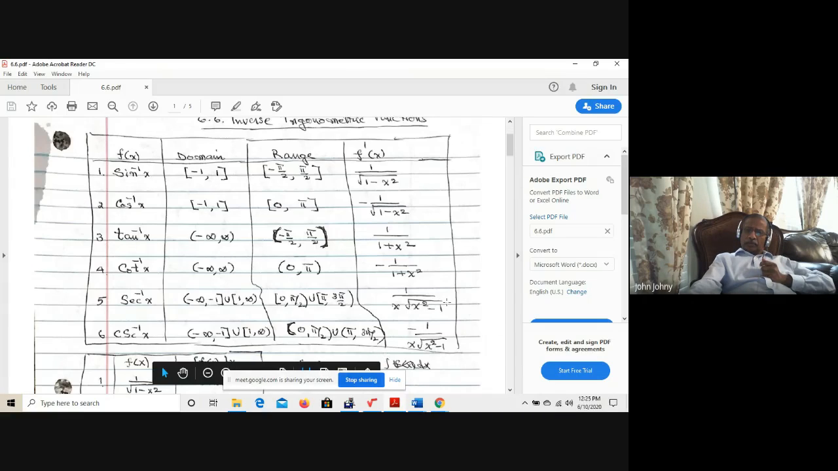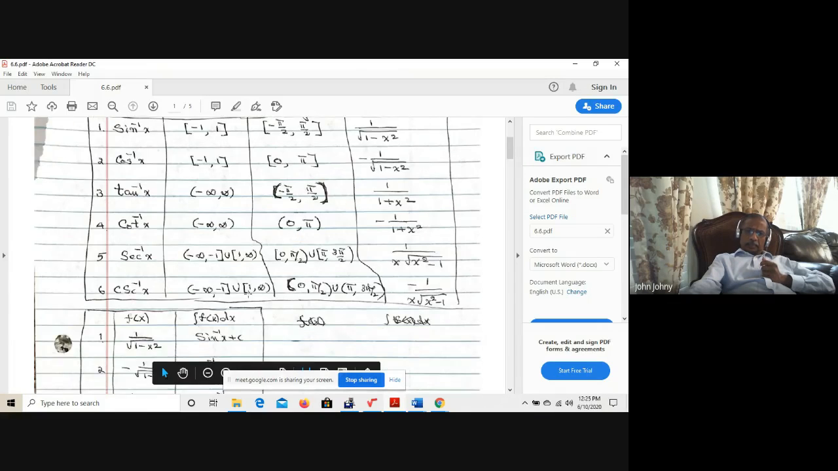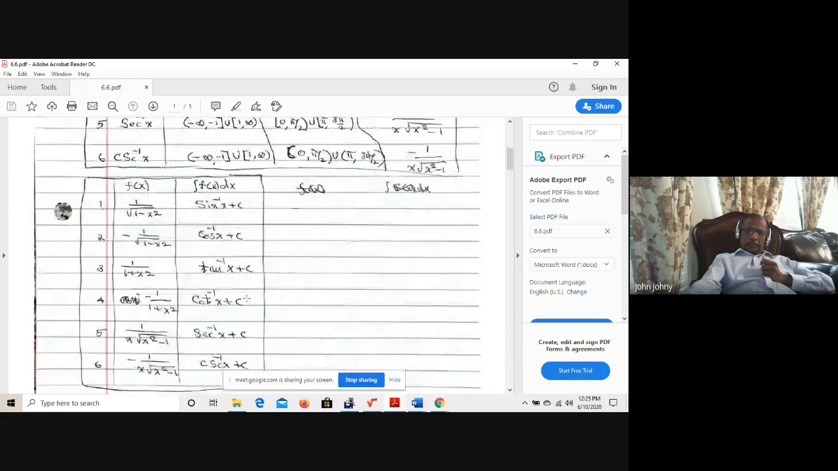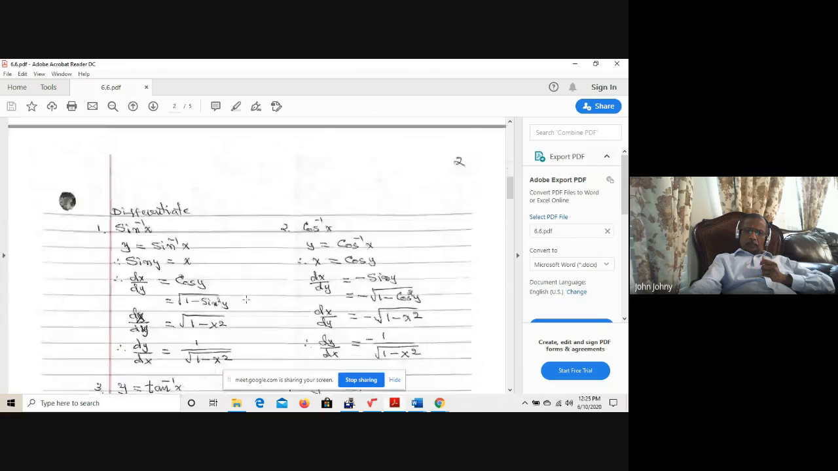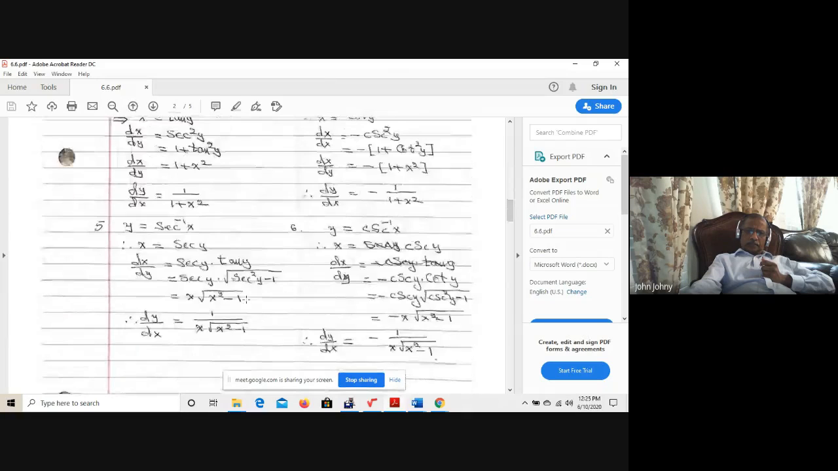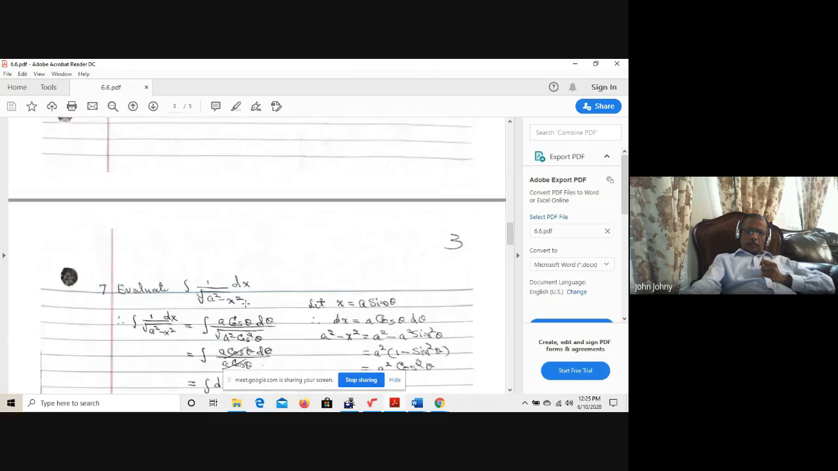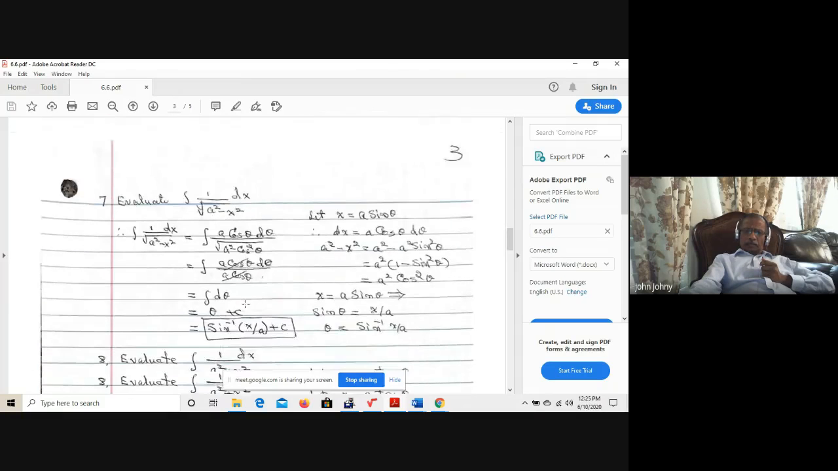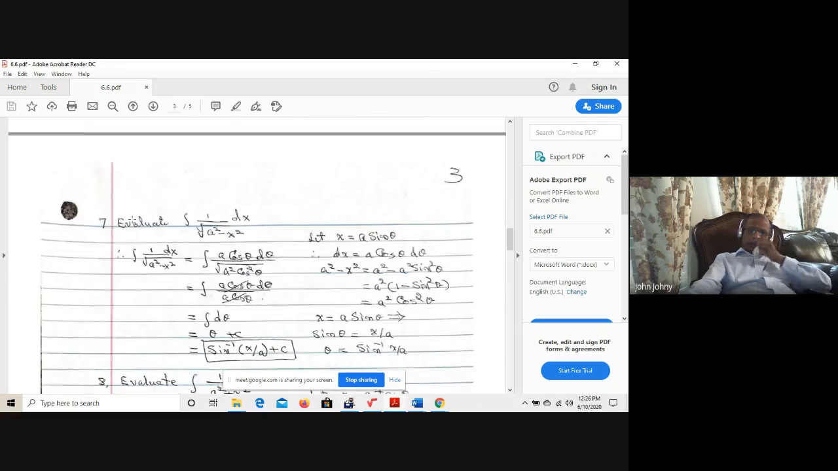Then the antiderivative of 1 over x times square root of x square minus 1 is secant inverse x. And finally, the antiderivative of negative 1 over x times square root of x square minus 1 is cosecant inverse x. We have discussed those formulas. Now the remaining are the questions from the book, so we will work out this problem.